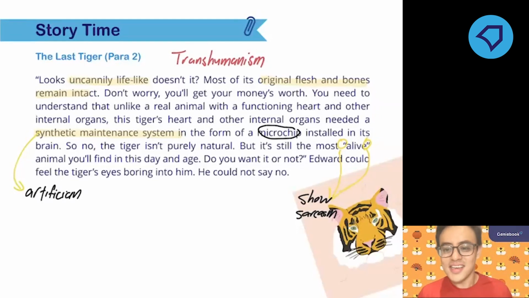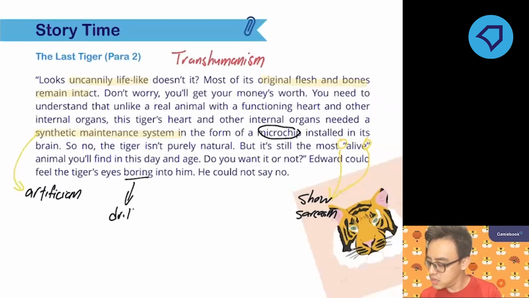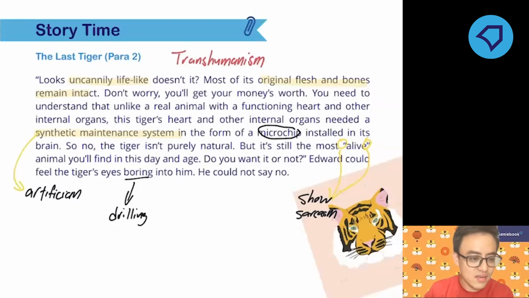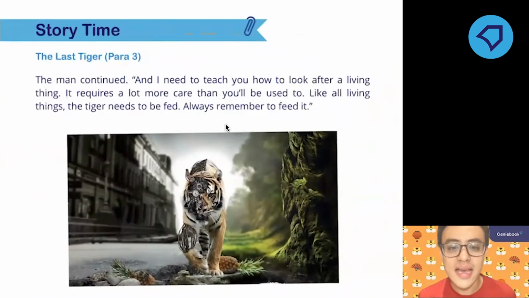Sounds so Singlish. Edward could feel the tiger's eyes boring into him. Now, boring means that the tiger is not bored. Boring is another word for drilling. Okay, he could feel the tiger's eyes drilling into him, looking straight into him, telling him, buy me, or I'll eat you. Okay, the man continued, and I need to teach you how to look after a living thing.